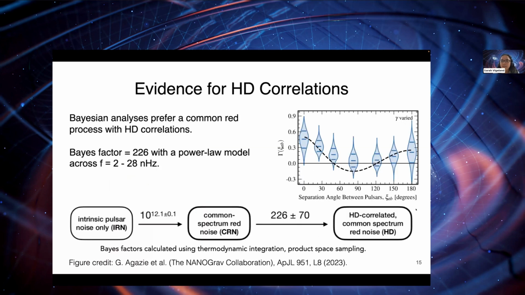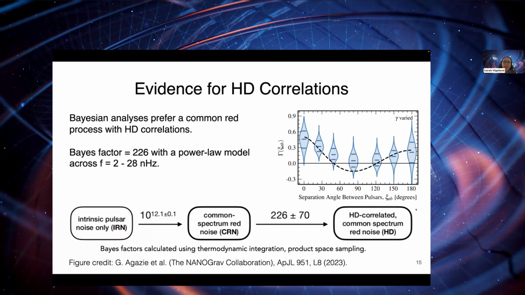All right, so for the first time in the NANOGrav 15-year data set, we find evidence for Hellings and Downs correlations. We find evidence in both our Bayesian and frequentist analyses. So starting with the Bayesian analyses, we find a preference for a common red process with Hellings and Downs correlations over one with no correlations.